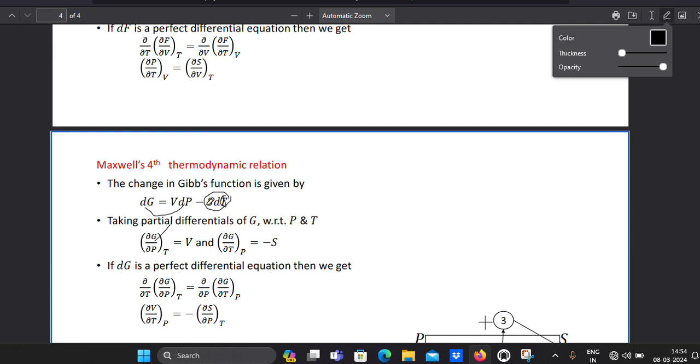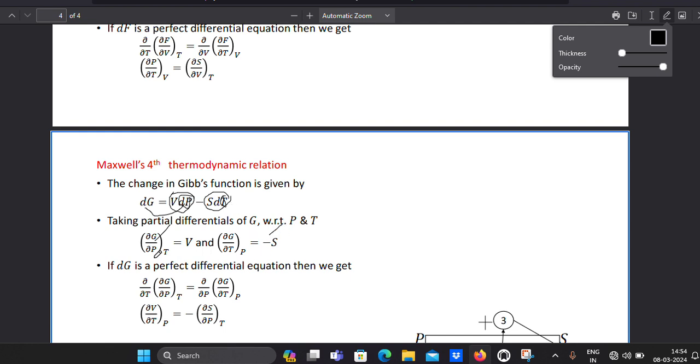And next, now keep P constant. Then dP becomes 0, and V dP is completely 0. Then dG is equal to minus S dT. Bringing dT to this side, it becomes the partial derivative. Then ∂G/∂T is equal to minus S.